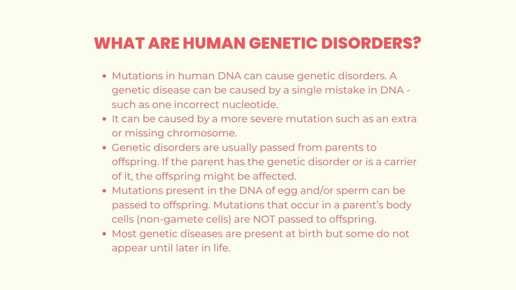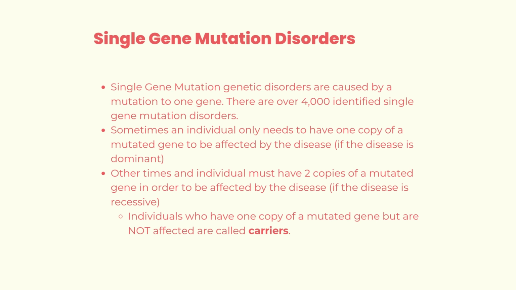So for genetic disorders, again, they have this inheritance pattern where they're passed from parents to offspring. And if that parent has the genetic disorder or is a carrier of that disorder, then the offspring could be affected. When we look at mutations that are present in the DNA of an egg or sperm cell, and those being passed to offspring, we know that mutations that occur in a parent's body cell are not the ones that are passed to offspring.